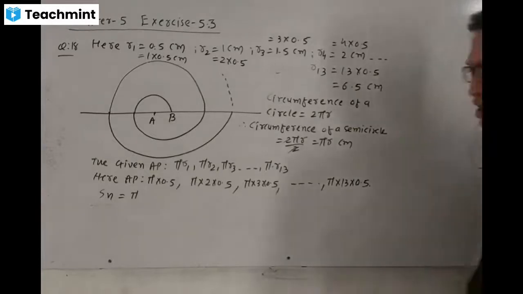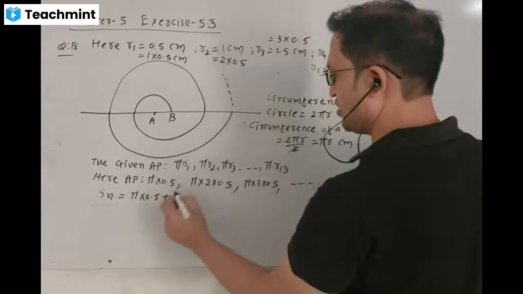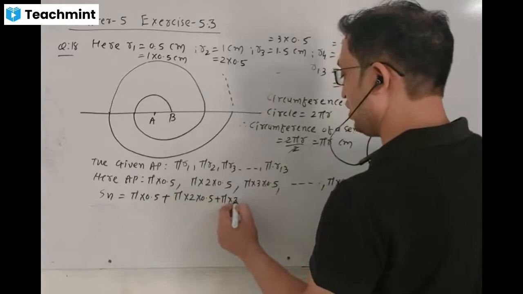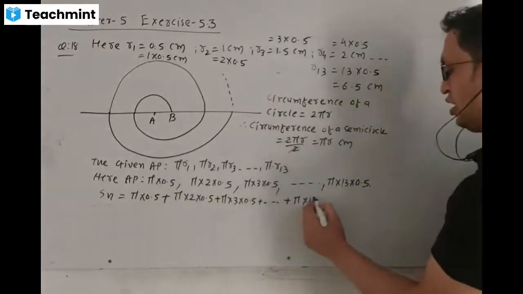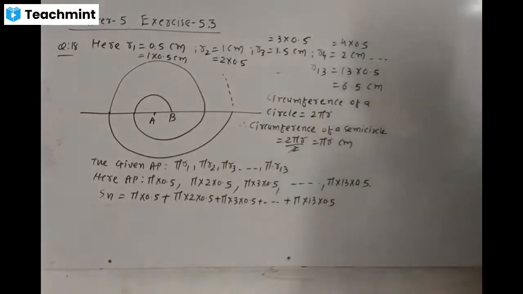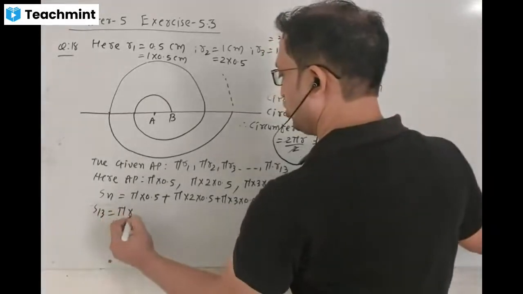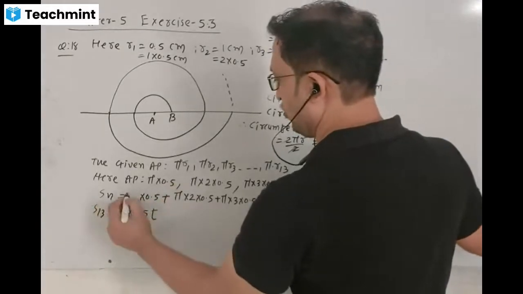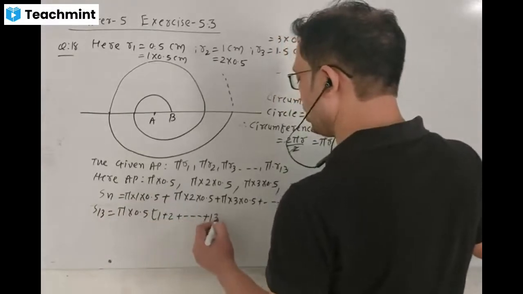And the sum Sn is equal to the sum of these terms: pi multiply 0.5 plus pi multiply 2 multiply 0.5, pi multiply 3 multiply 0.5, up to pi multiply 13 multiply 0.5. Therefore the total number of terms is 13, S13. S13, that is pi into 0.5 is common, pi multiply 0.5 into 1 plus 2 plus 3 up to the first 13 terms.